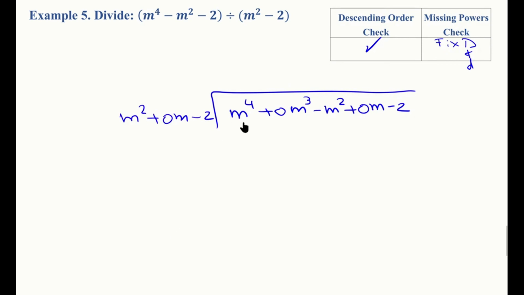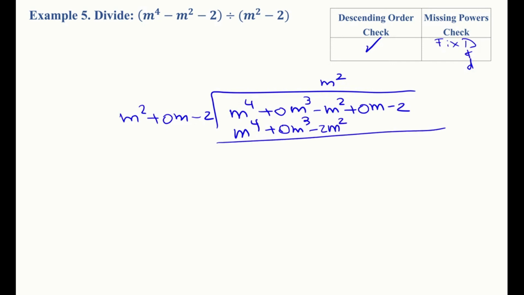We divide the highest degree term by the highest degree term, m to the 4 divided by m squared. I think I'm going to skip showing the side work now. I think you should be okay by now. So we get m squared. Now we go ahead and multiply m squared by all of that. So we get m to the 4. What is 1m squared times 0m? That's going to give me plus 0m cubed. And then minus 2m squared.